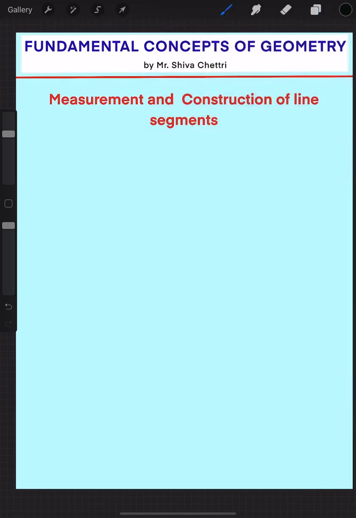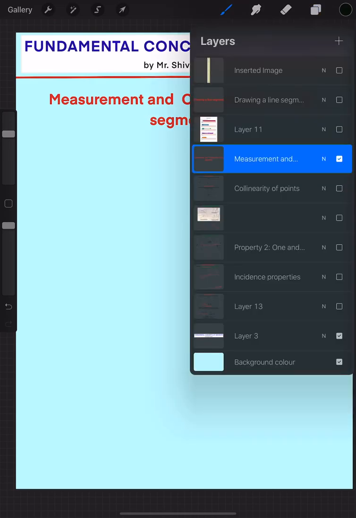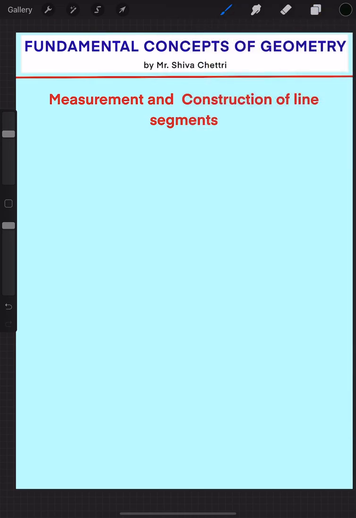So how do you measure and construct a line segment? This is an important topic. Why do we need to measure and how do we construct a line segment? A line segment is measured by comparing it with standard segments. Okay, it is compared with standard segments. It is referred to as a unit segment, as given in the book.